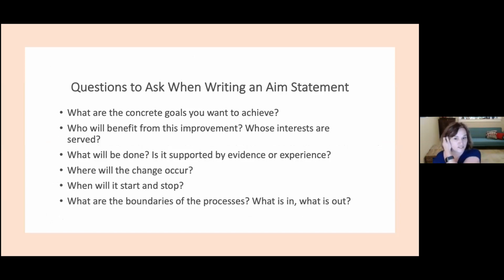So here are the questions that you need to ask yourself when you and your team are constructing an aim statement. You've got to be really concrete about the goals you want to achieve. Be really clear about who's going to benefit from the improvement. Who are you serving with this change? What will be done? Is what you're proposing to do supported by evidence or experience? Are you just making it up?